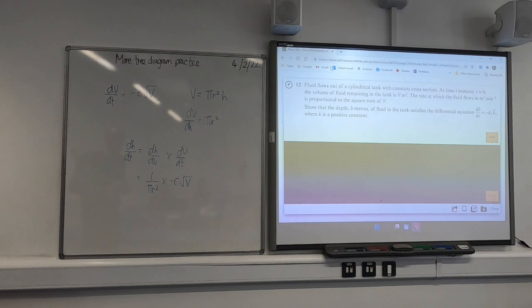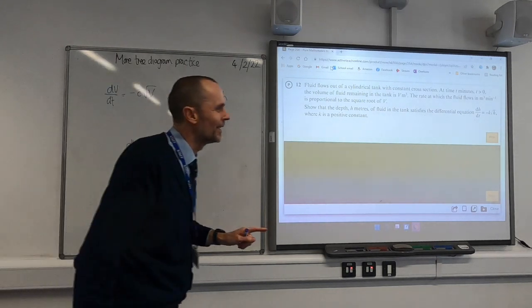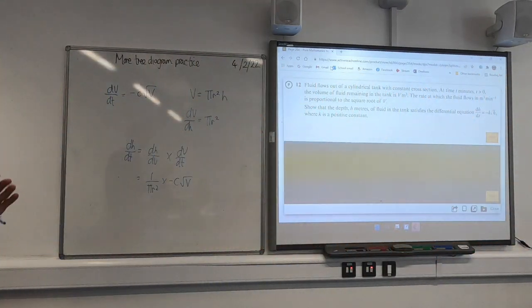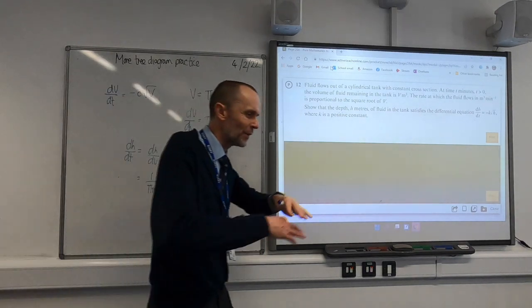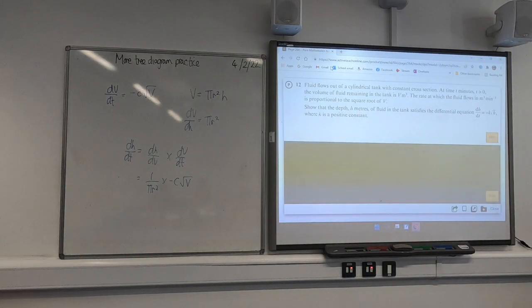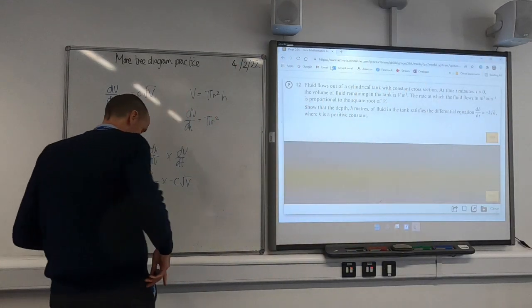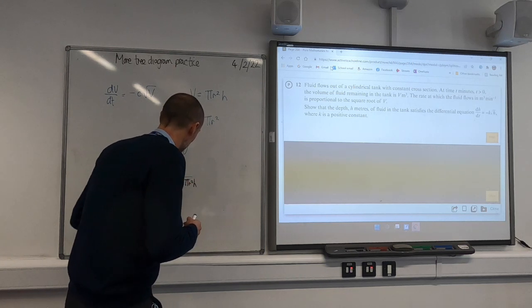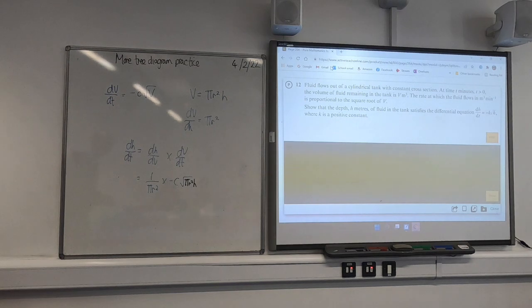Now, this needs to somehow become like this. So could someone suggest the first step I could take? I've got a V here, which I don't want. Have we got anywhere an idea of what I can replace the V with? What can I replace it with, George? Pi r squared h. Pi r squared h, okay, right. Now, well done if you got that far, all right? Well done if you got that far.